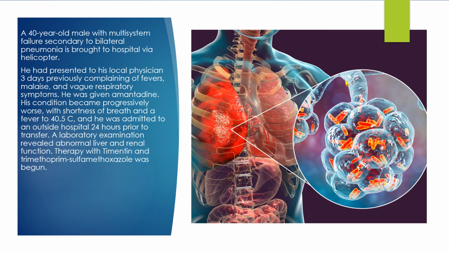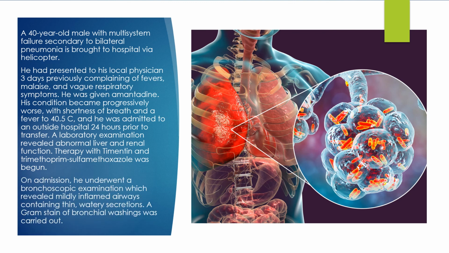A laboratory examination revealed abnormal liver and renal function, and therapy with Timentin and trimethoprim-sulfamethoxazole was started. A bronchoscopic examination was done, which revealed mild inflammation of the airways containing thin, watery secretions. A Gram stain of bronchial washings was carried out.